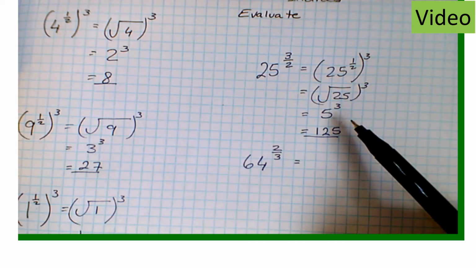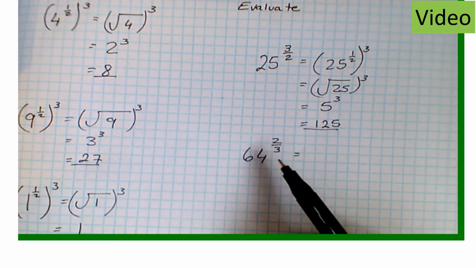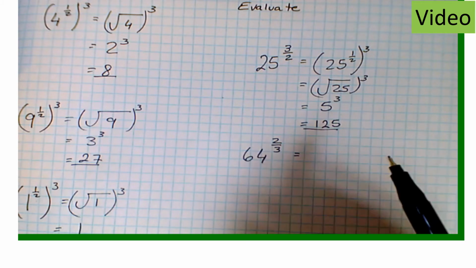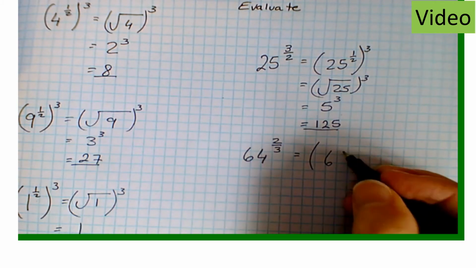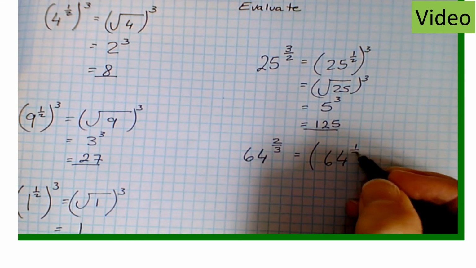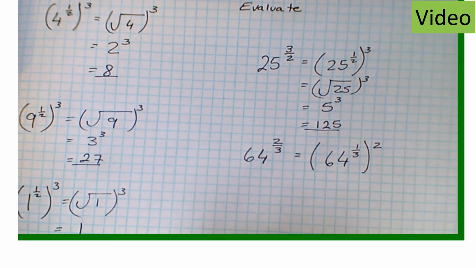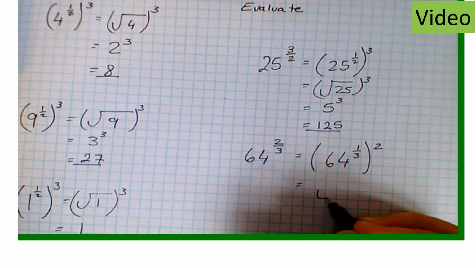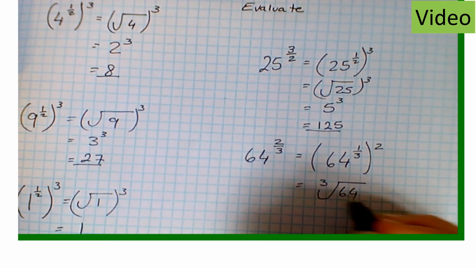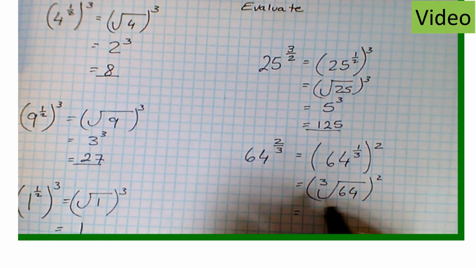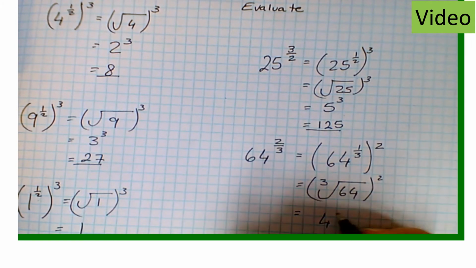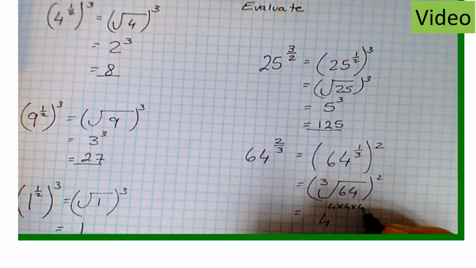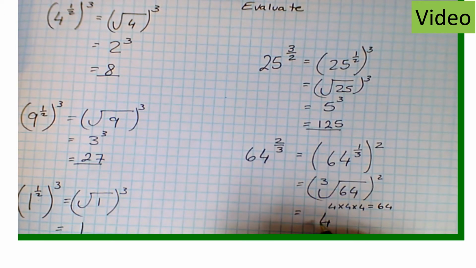This is the way I would like you to set out your work. Okay, you're showing your workings. If I have a look at this one, I've got 64 to the power of 2 over 3. So again, if I were to split it up, I would have 64 to the power of a third with 2 on the outside of the brackets. I am squaring the whole lot. So the cube root of 64 squared. The cube root of 64 is 4, because 4 times 4 times 4 equals 64. So I've got 4, but I've got to square that. Okay, so 4 squared is going to give me 16.